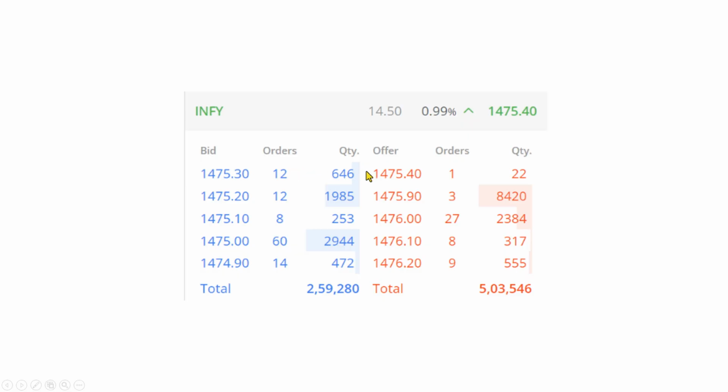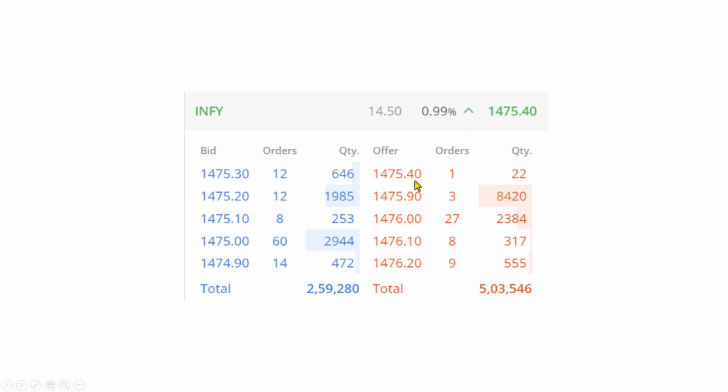One more thing that you can notice here is that this is in decreasing order, meaning this is the highest, next highest, and so on. And this is in increasing order starting from here. This is the lowest, next lowest, and so on. So this is the best bid price and this is the best offer price.